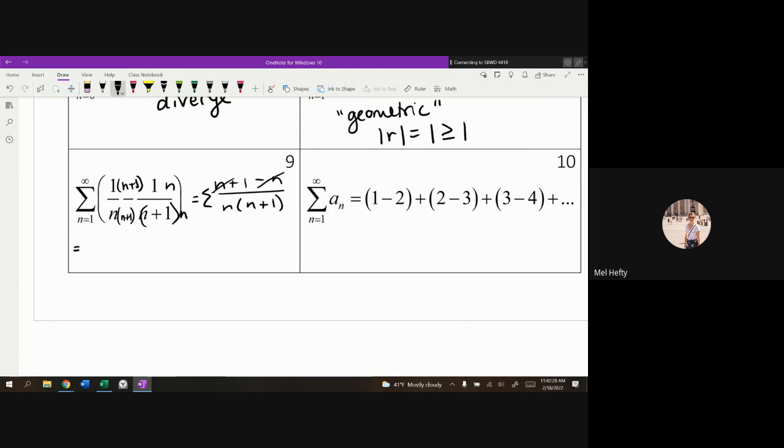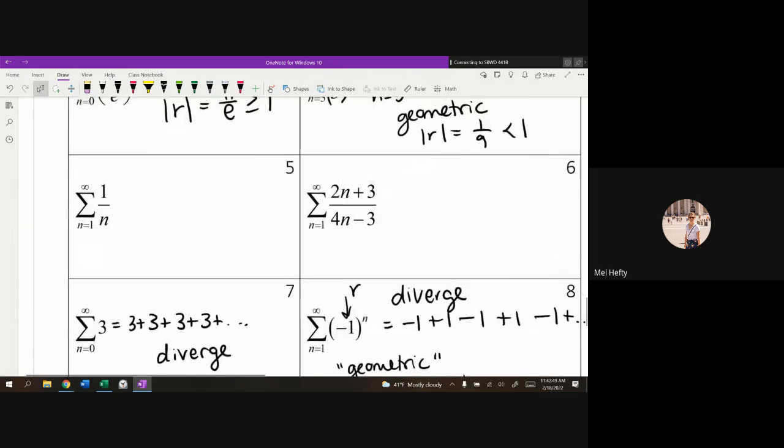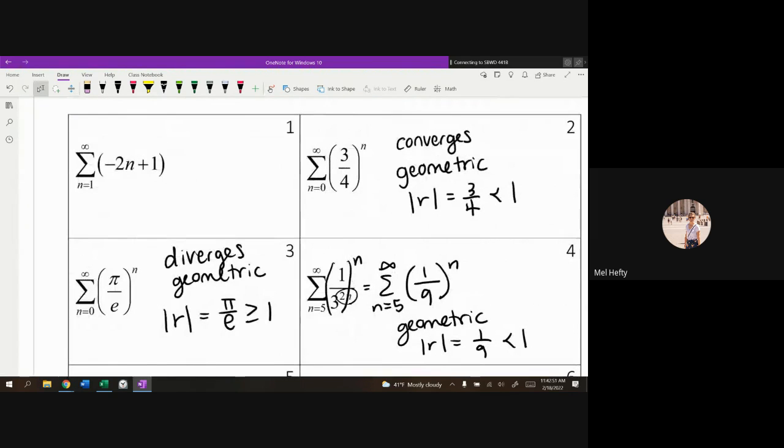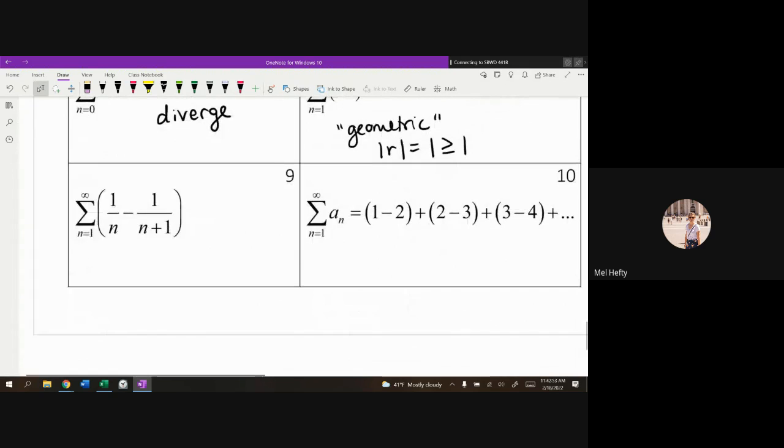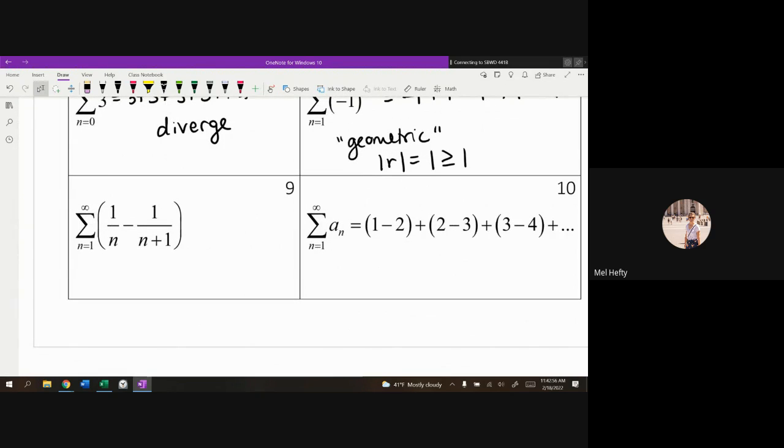What do we think this one does? Did anyone have a gut feeling on what you think this one does? You think it diverges? You think it converges? All right, let's do a vote. Who thinks it converges? Who thinks it diverges? All right, so we're not convinced yet. Was anyone convinced about any other ones? Let's go from the top. Number 9? Number 10? What do you think number 10 did?